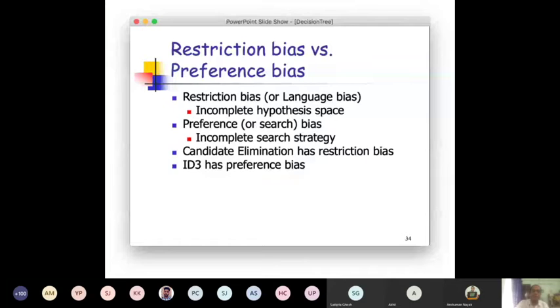But in a decision tree algorithm like ID3, it has a preference bias. So the target function is surely going to be included in your version space. And if you are going to get a consistent hypothesis, the target function will be one of the consistent hypotheses, if you assume that there is no training error.